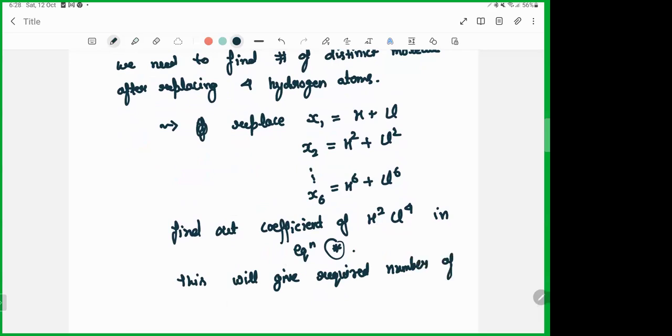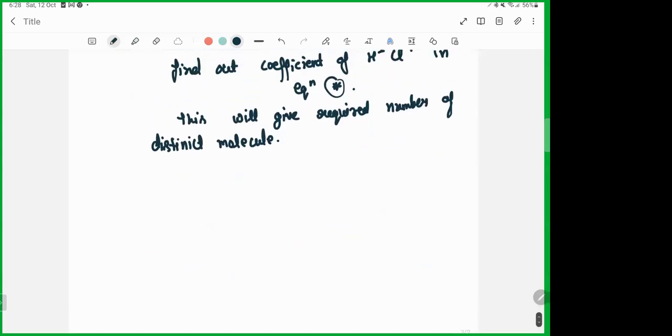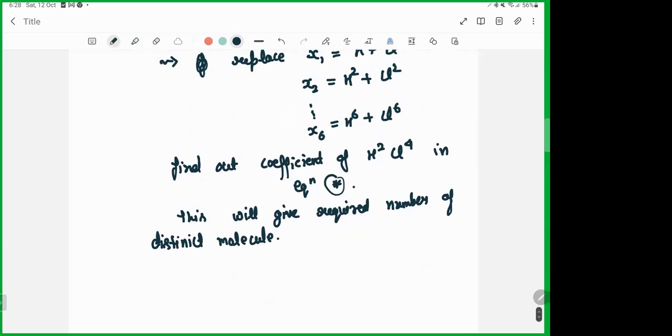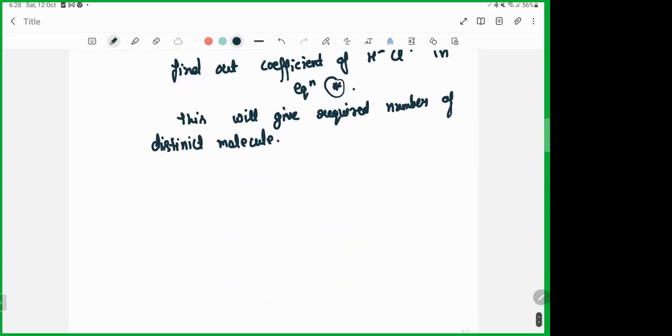Number of distinct molecule. Right. Yes. So is this clear? Yeah.